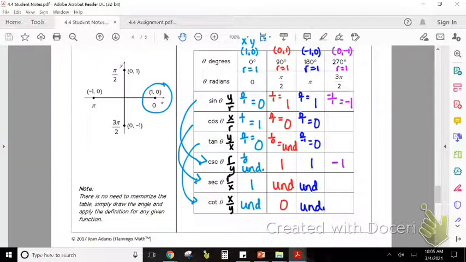Cosine is x over r. X is 0, over r is 1, which is 0. Its reciprocal secant, then, is going to be undefined. Tangent is y over x, so we got negative 1 over 0. Can't have 0 on bottom, so it's undefined. So its reciprocal, cotangent, is going to be 0. Alright, and so you don't have to memorize these because they're going to be on your unit circle, and it's easy to build if you had to.